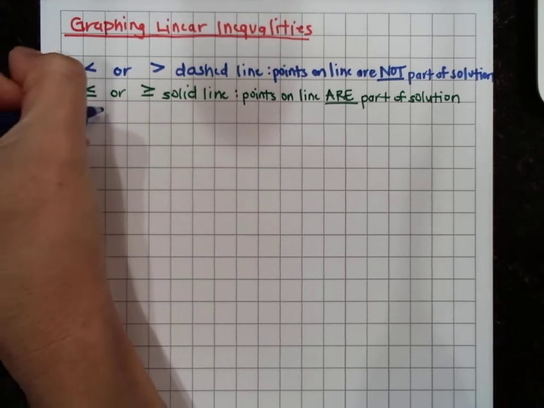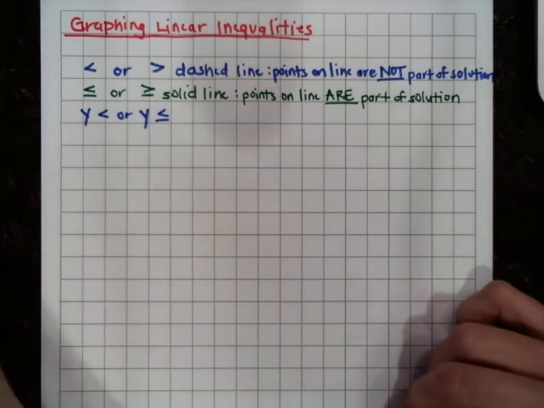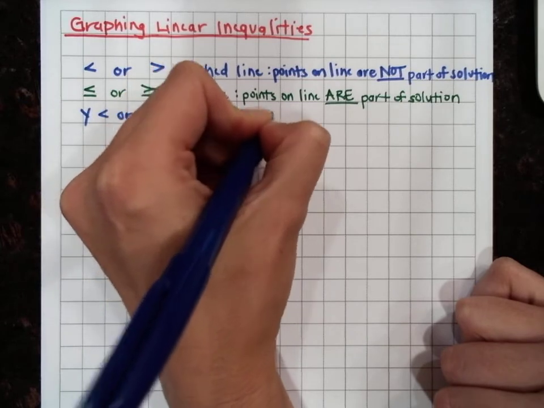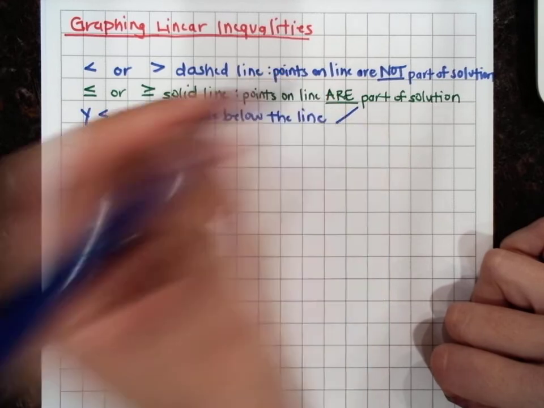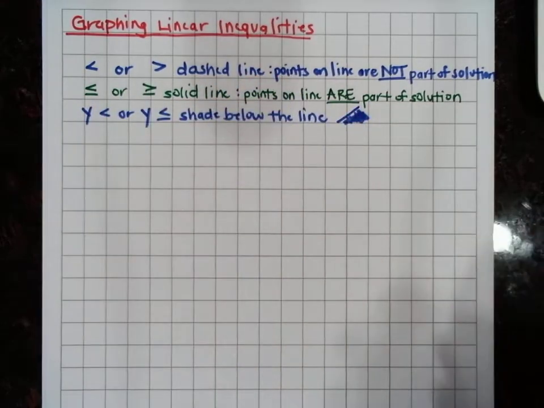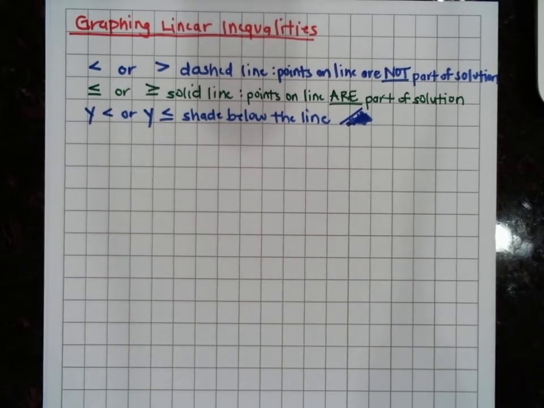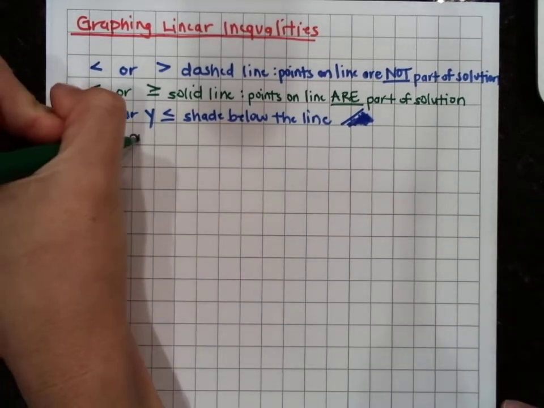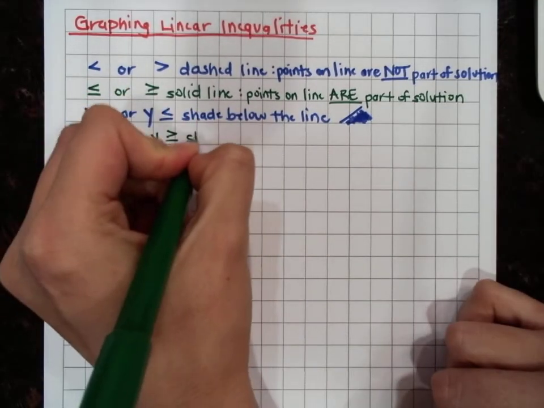Then if we have y is less than or y is less than or equal to, we are going to shade below the line. So if that was our line, I'm going to shade below. You shade underneath the line because y is less than or equal to. If y is greater than or equal to, you're going to shade above the line.